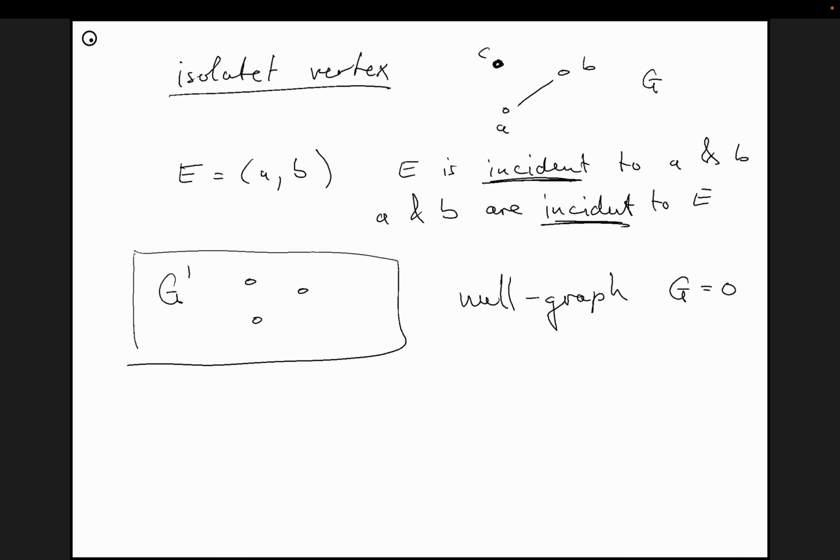Or here we have a prime, but let's take that away. There you go. So a null graph is just a graph consisting of isolated vertices.